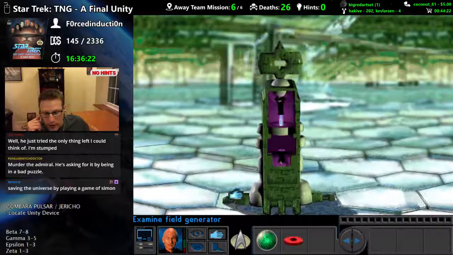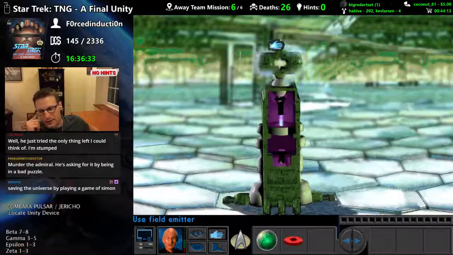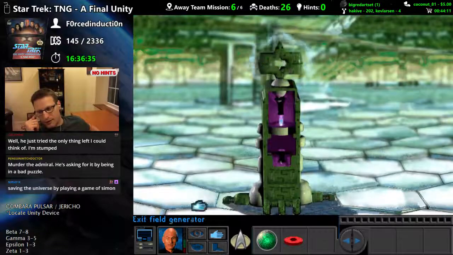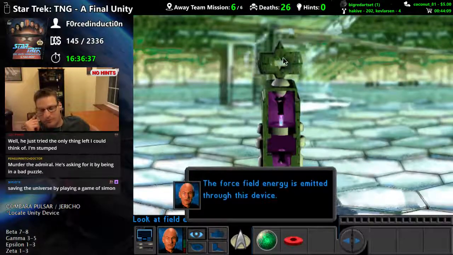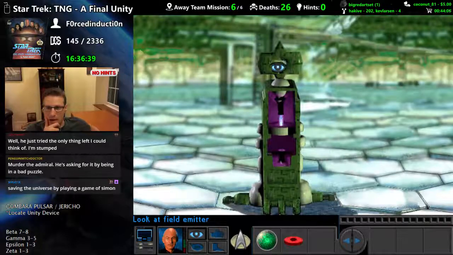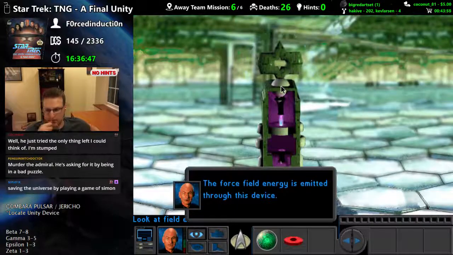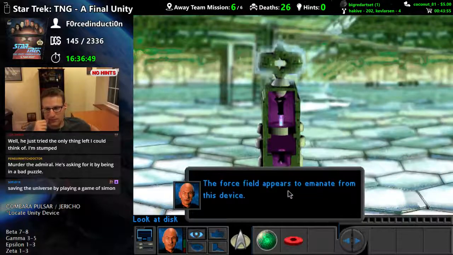So, yeah, everything down here just says it's part of the field generator. So that's exiting, examining. It did not. Field emitter. The force field energy. And we can't stick anything through there. You'd think you'd be able to stick something in there. The force field energy is... So the force field.